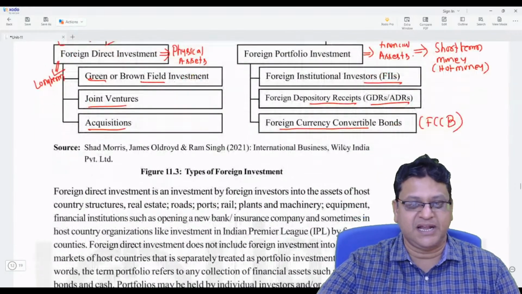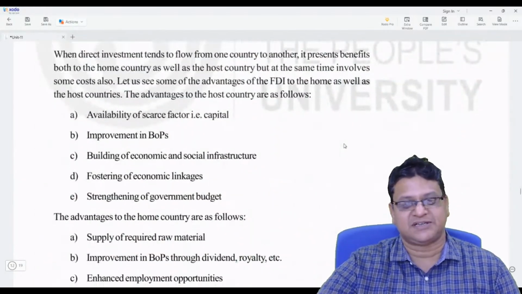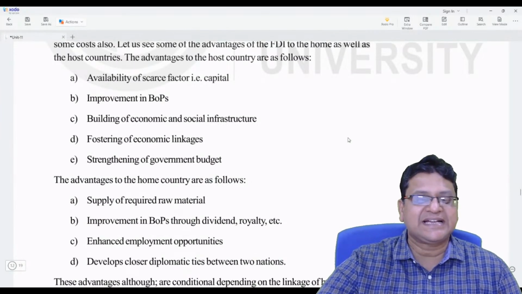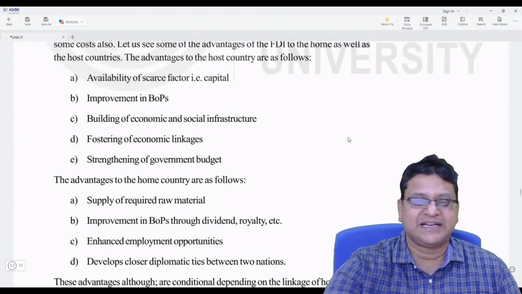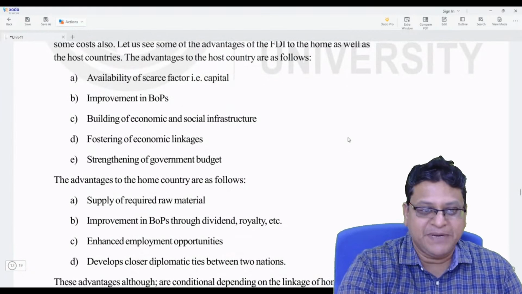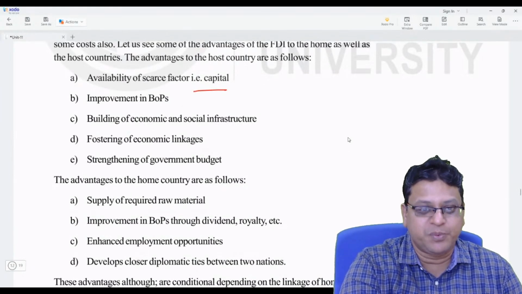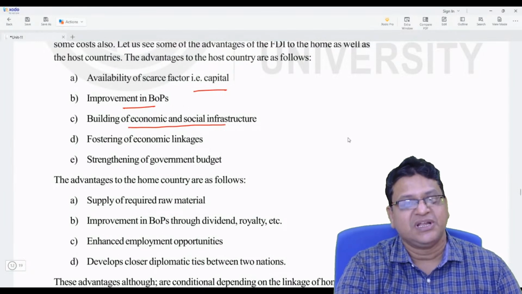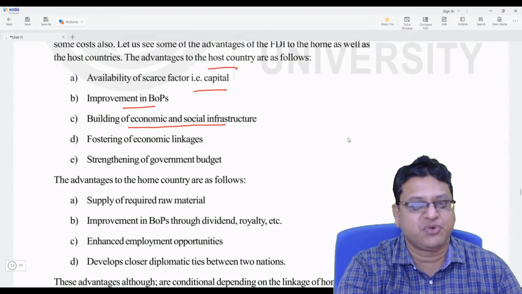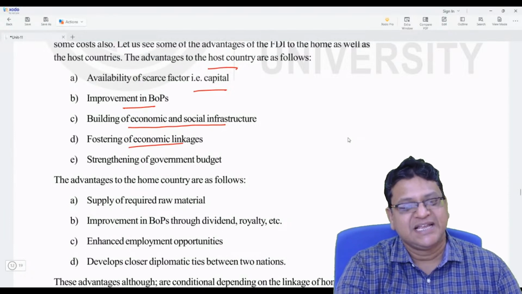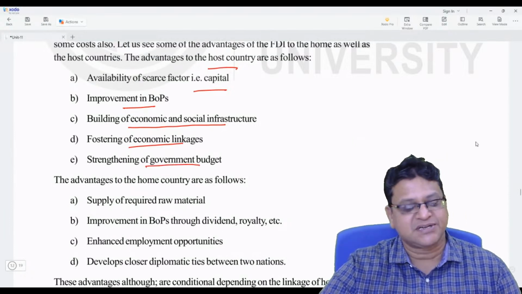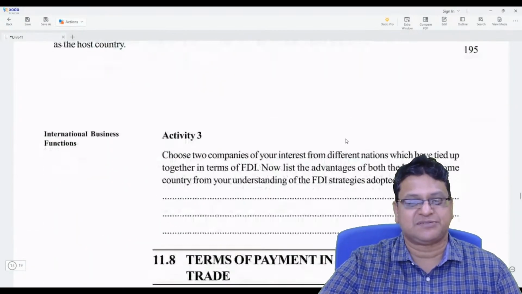So we are discussing foreign investments. What are the merits of foreign direct investment? Foreign direct investment brings capital, improves the BOP position, builds economic and social infrastructure in the host country, fosters economic linkages, and strengthens the government budget. These are some of the merits of foreign direct investment.